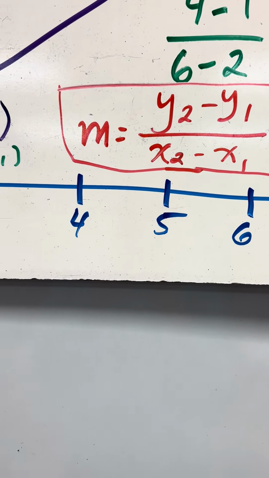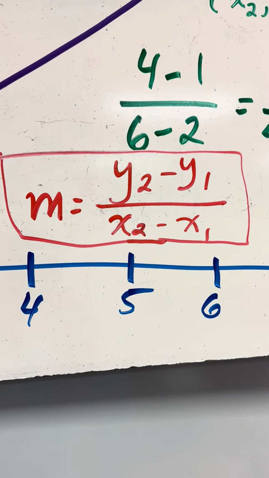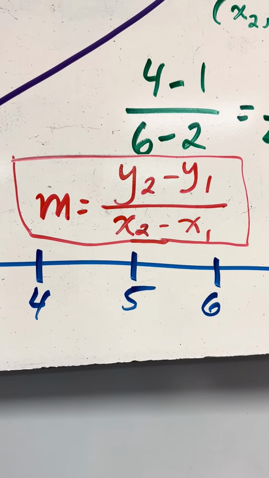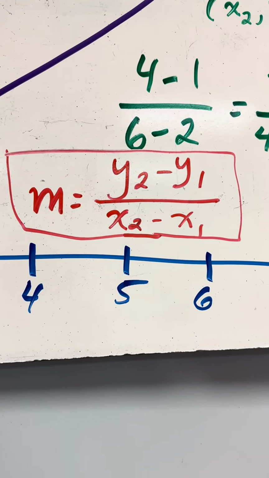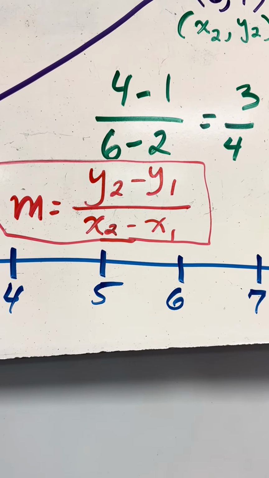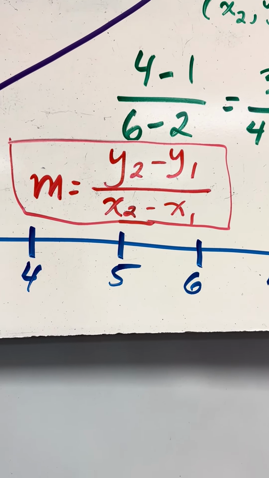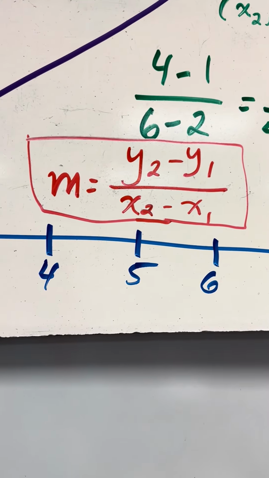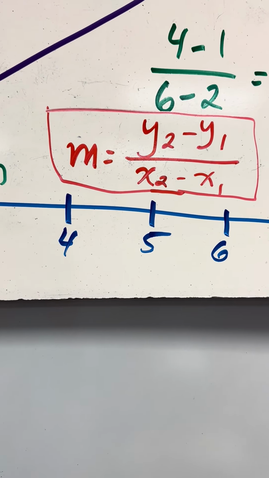Why don't we use S for slope? For some reason, the powers that be decided that S looks too much like the number 5, and that would confuse people. So we use M. Why M? I looked it up one day, and it says M is the first letter in the French word monter, which means to climb. I don't know, but I guess that's how they came up with it. But M is for slope, y2 minus y1 over x2 minus x1.